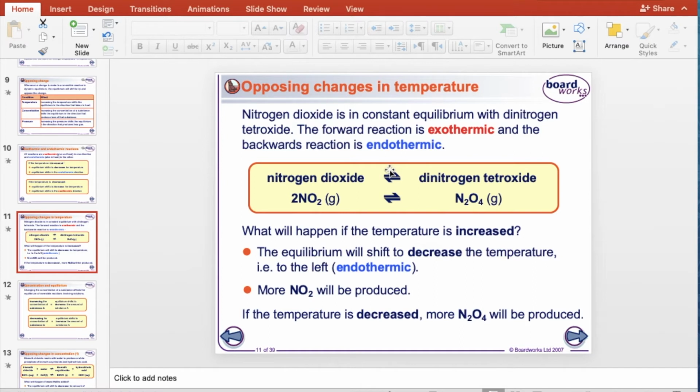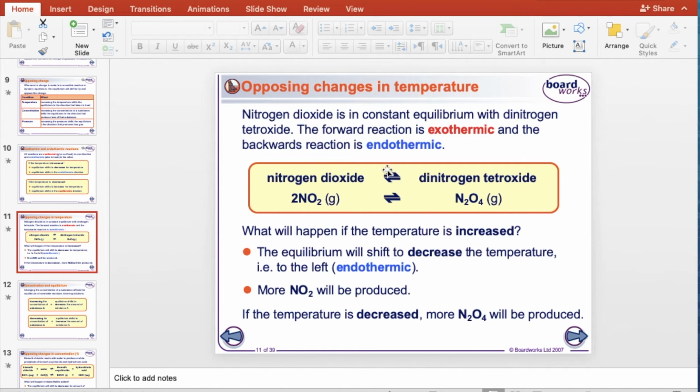The equilibrium is in the middle. Let's start with the middle. Here we have a process called the dimerization of nitrogen dioxide into dinitrogen tetroxide. Nitrogen dioxide is a brown gas, and as it becomes dinitrogen tetroxide, it's a clear gas. So we can see from the color changes the movement of the equilibrium.